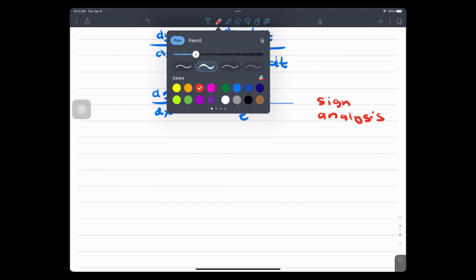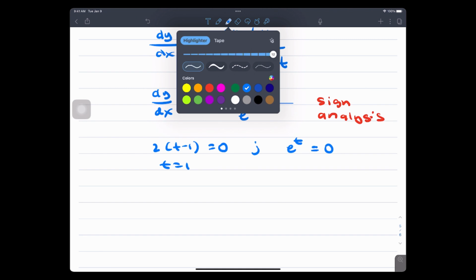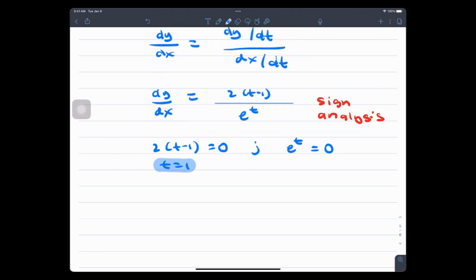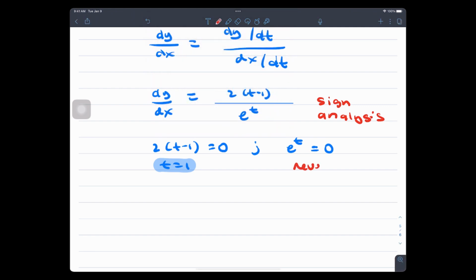Well, remember what do you do? You say 2t, well, 2t what? 2t minus 1 equals what? 0. You find where the numerator is 0, and you find where that denominator equals 0. This is going to be t equals what? 1. Okay? And over here, what do you say about e to the t being 0? It never happens, right? E to the t is never 0.